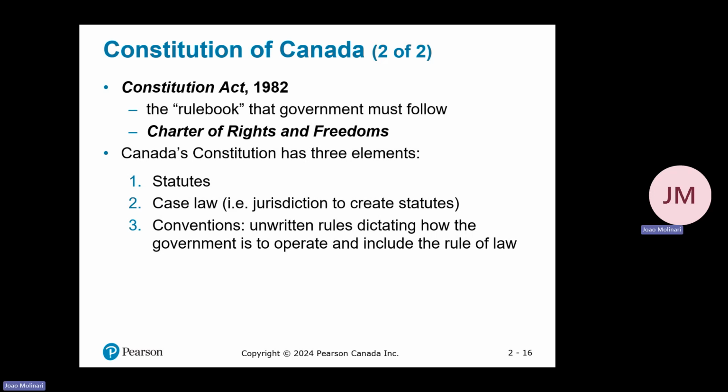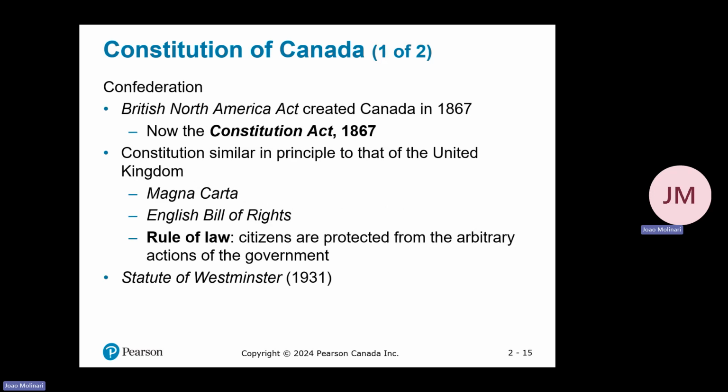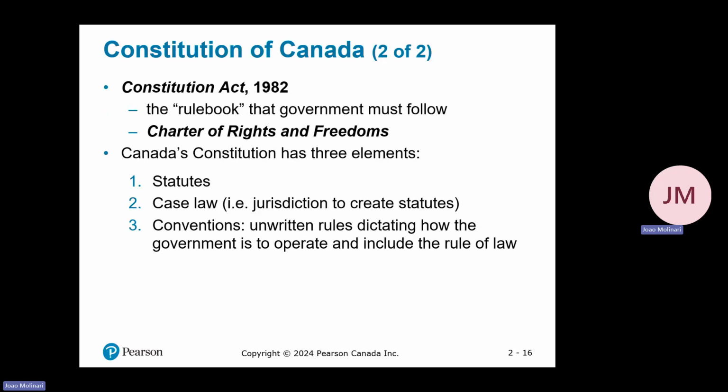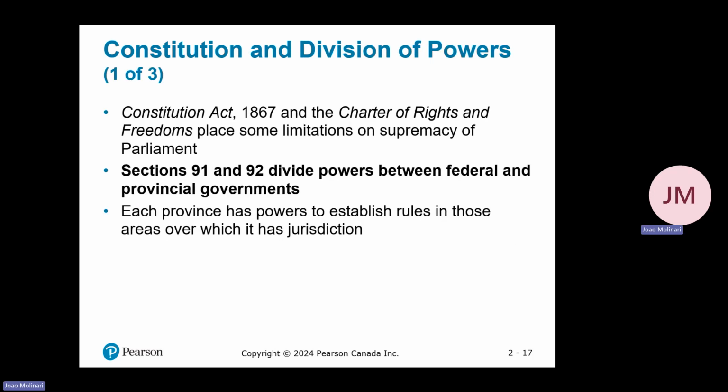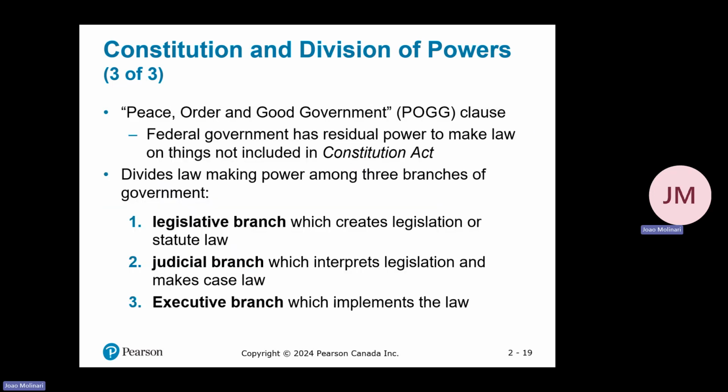Now, the Canadian Constitution is formed by the Constitution Act of 1867 and the Constitution Act of 1982. And the Constitution has three elements: statutes, written law, law passed by parliament, passed by politicians, they are part of the law. Case law. That's why we are common law, because it recognizes case law. And also conventions. Conventions can be written law, unwritten law, could be customs that may be applied in cases. So we talked about this.